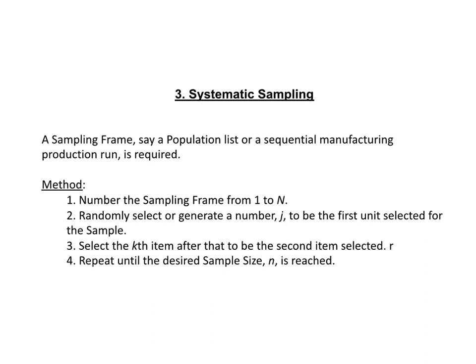Step 1, number the items in the sampling frame from 1 to n. Step 2, randomly select or generate a number j to be the first unit selected for the sample. Don't just start with 1 because that would not be random. Step 3, select the kth item after that to be the second item selected. More on this in the next slide. And step 4, repeat until the desired sample size n is reached. You may wish to pause the video at this point to read those 4 steps again.